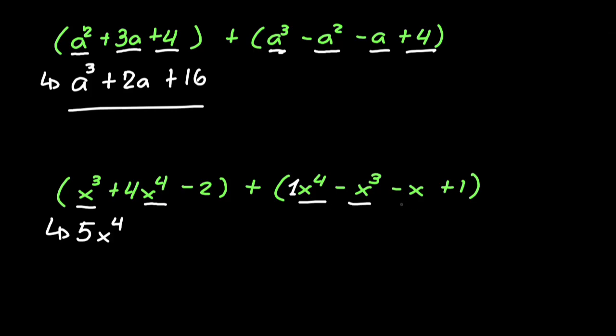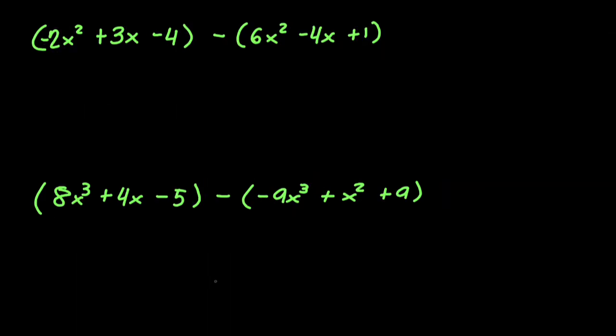Next up is this x. But since there is no x here, just bring it down. So it will be minus x because it is negative x. Next up is the numbers. So it will be negative 2 and positive 1. So negative 2 plus 1 would be negative 1. So this will be the final answer.